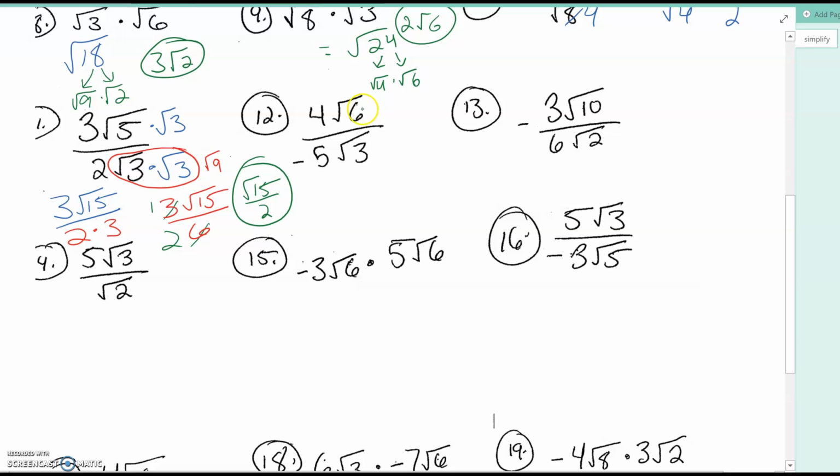All right, number 12, I can simplify. This would be a 2 and a 1. So I would have 4 square root of 2 over negative 5. Can't simplify the 4 and the 5. Got the 2. Good to go.